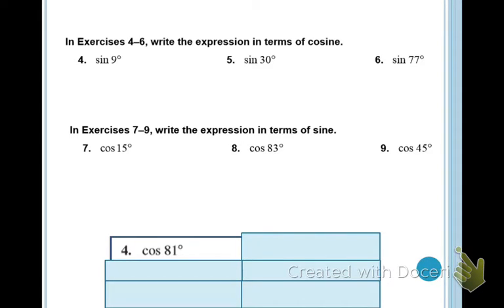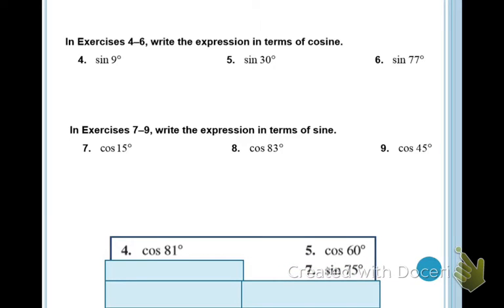That's all you're doing. What about sine of 30? We're going to rewrite in terms of cosine. So cosine, what's 90 minus 30? 60. We're going to skip number 6. Go to number 7. Number 7, we're writing the expression in terms of sine. So we have cosine of 15. So we're going to rewrite with sine, and what's 90 minus 15? 75. So number 7 should be sine of 75.